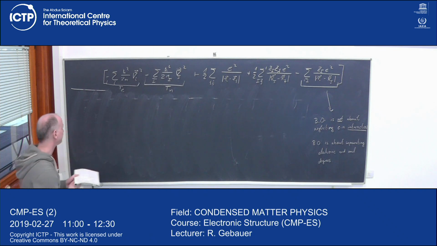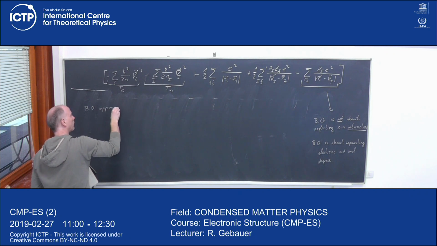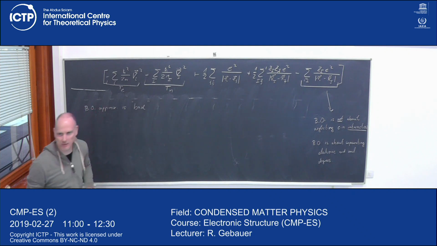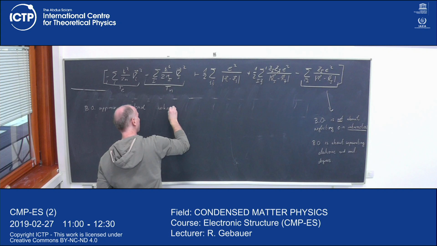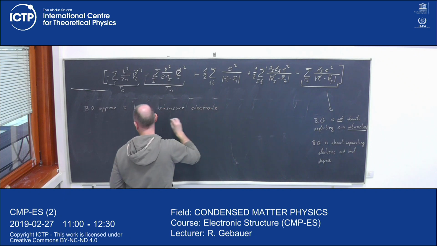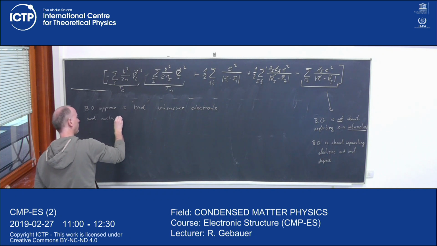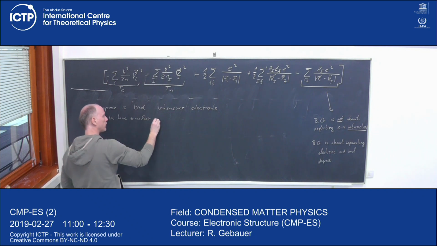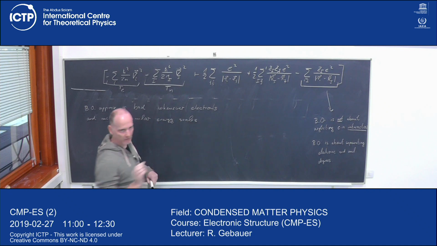So the Born-Oppenheimer approximation is bad, or say its validity is reduced, whatever, so it's not a good approximation, whenever electrons and nuclei have similar energy scales. So what do I mean with this?